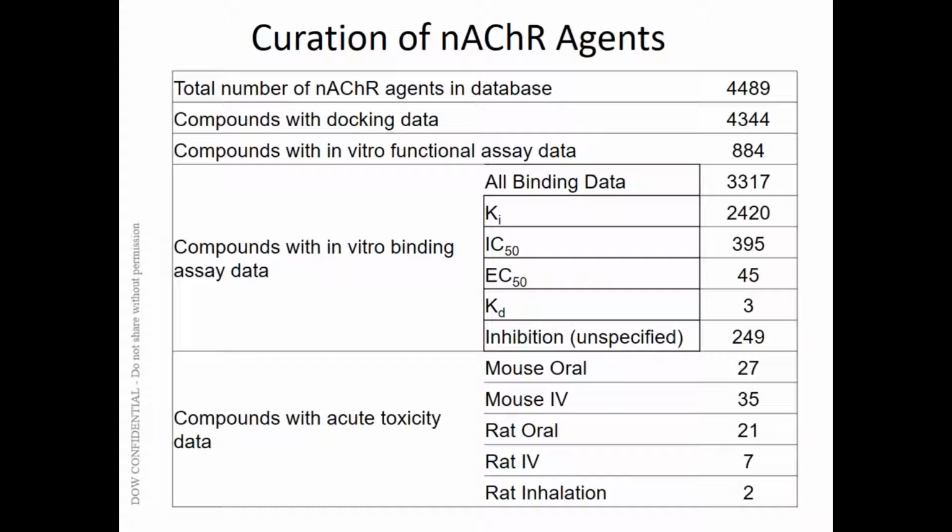The other thing we did, here's the number of compounds we had, about 4,500. We docked all of them, except I can't remember, some of these were salts or something that we couldn't dock. A lot had in vitro functional assay data, and almost all had binding data. This is the breakdown of the binding data, and these are the numbers for the breakdown of the functional.